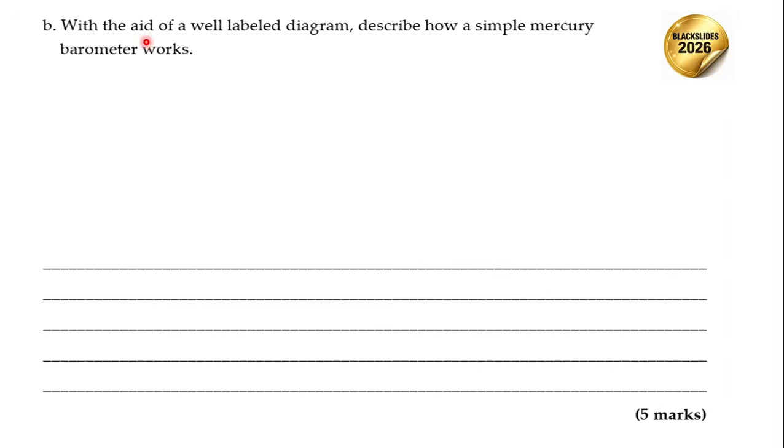With the aid of a well-labeled diagram, describe how a simple mercury barometer works. Remember that a simple mercury barometer is used to measure pressure, especially atmospheric pressure. So the diagram of a simple mercury barometer looks like this.